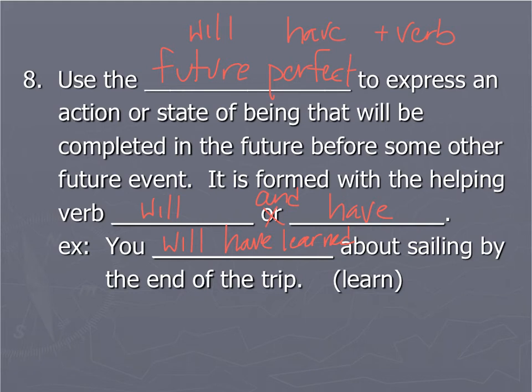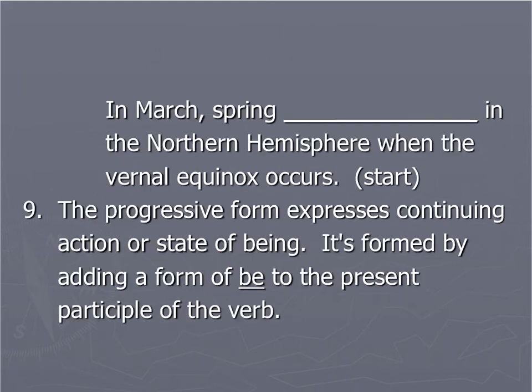Now, two other quick tenses that you need to learn, and one is going to be the progressive, but then we want to put in the future perfect. I'm sorry if I left out this example. So let's put start in the future perfect. So it's going to be will have started. So in March, spring will have started in the northern hemisphere when the vernal equinox occurs.